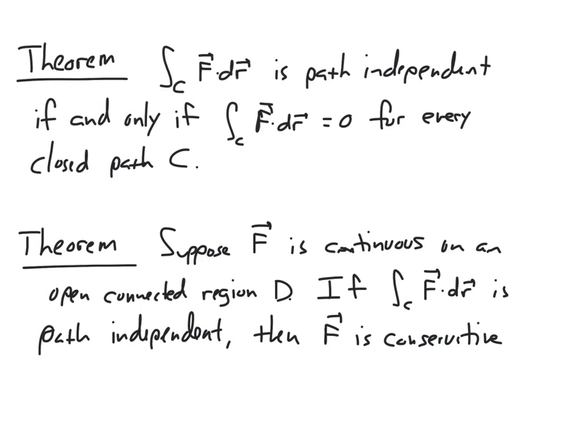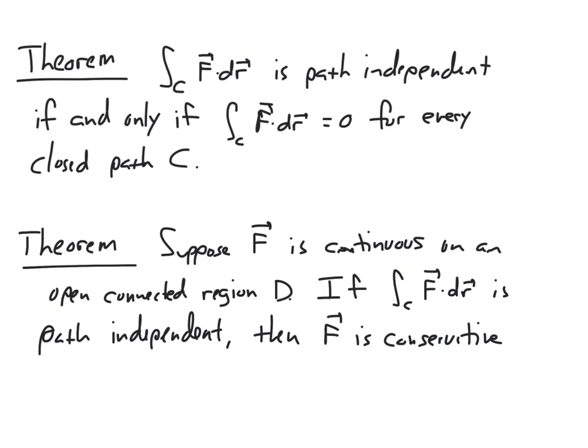So I state this theorem, not that we're going to use it, but rather just to finish off what we started with the fundamental theorem of line integrals. The fundamental theorem of line integrals says that if we have a conservative vector field, then the line integral over that vector field will be path independent. And this theorem, on the condition that the vector field is continuous on the open connected region, says the converse of that. If the integral itself is path independent, then we must have a conservative vector field to begin with.